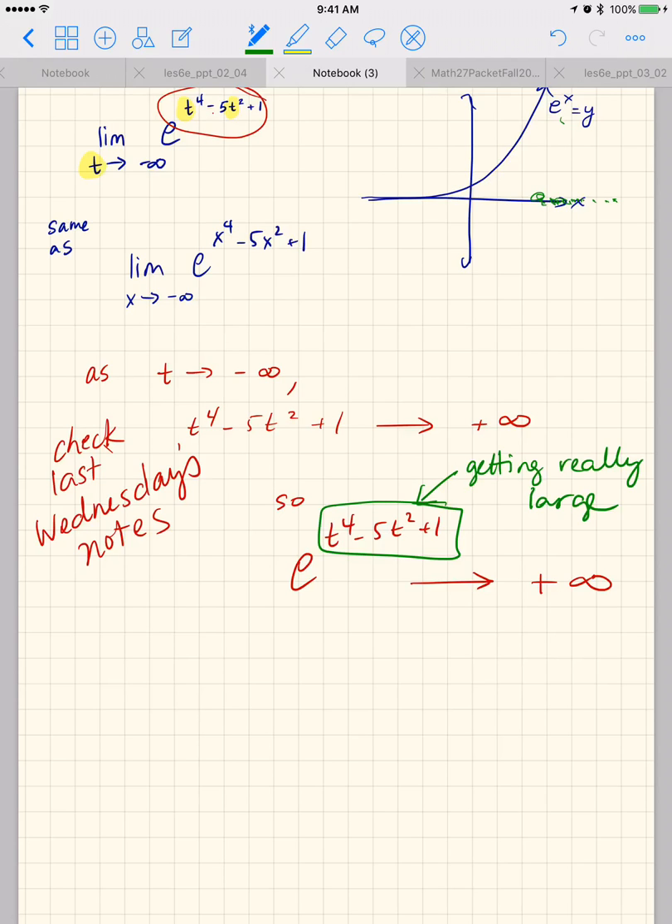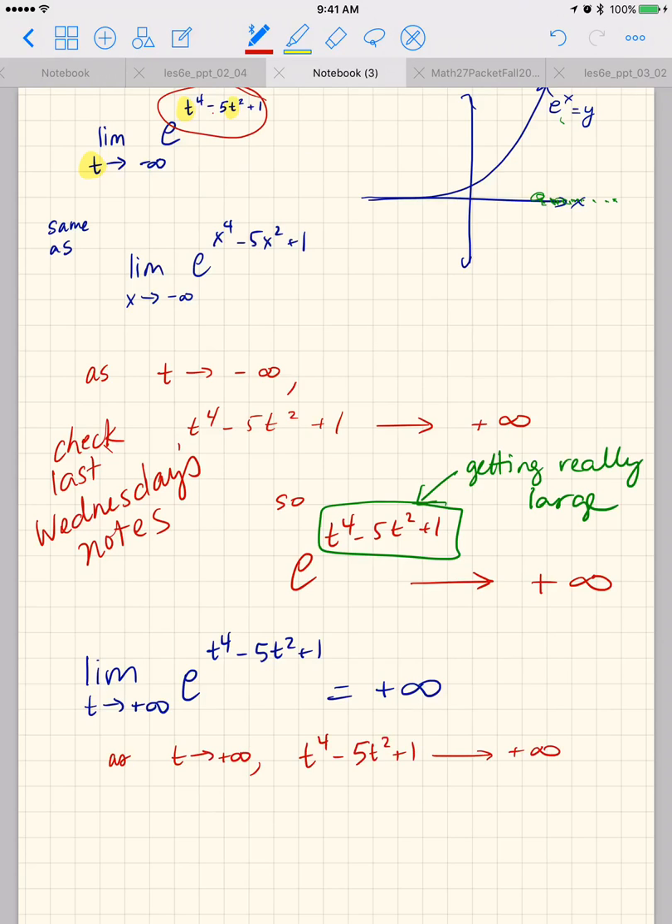What about the limit as t approaches plus infinity of e to the t to the fourth minus 5t squared plus 1? We're also going to get plus infinity, because as t goes to plus infinity, t to the fourth minus 5t squared plus 1 is also going to go to plus infinity. So e to the t to the fourth minus 5t squared plus 1 is going to approach plus infinity. Okay?